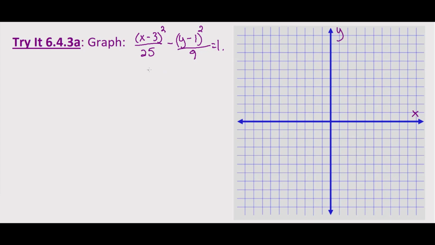So if we have the form (x minus h) squared divided by a squared minus (y minus k) squared over b squared equals 1, the center is (h, k). So we're asked to graph (x minus 3) squared over 25 minus (y minus 1) squared over 9 equals 1. So first off, notice the x squared term comes first. That part's the same. We know that it opens left to right.